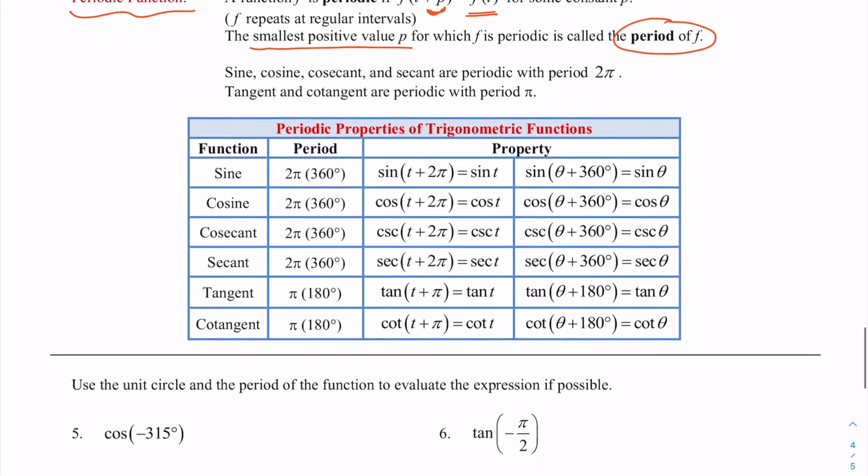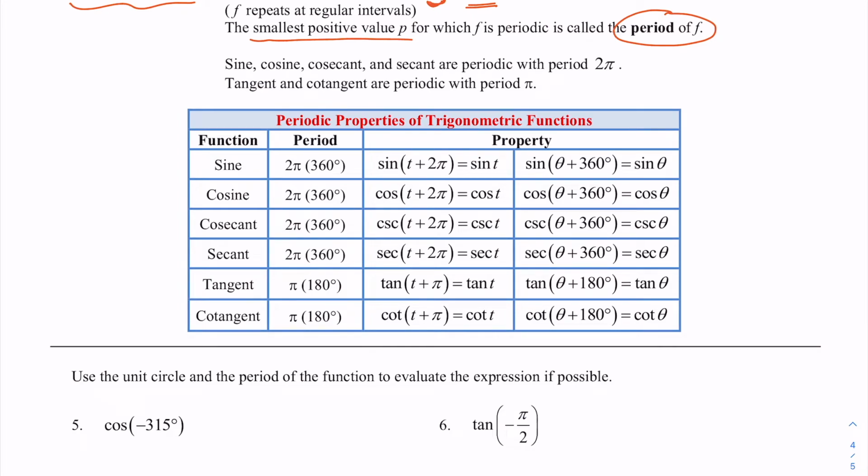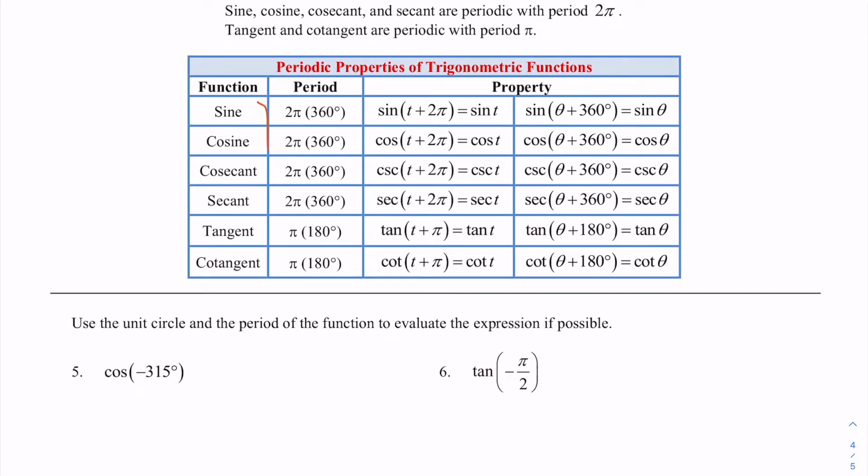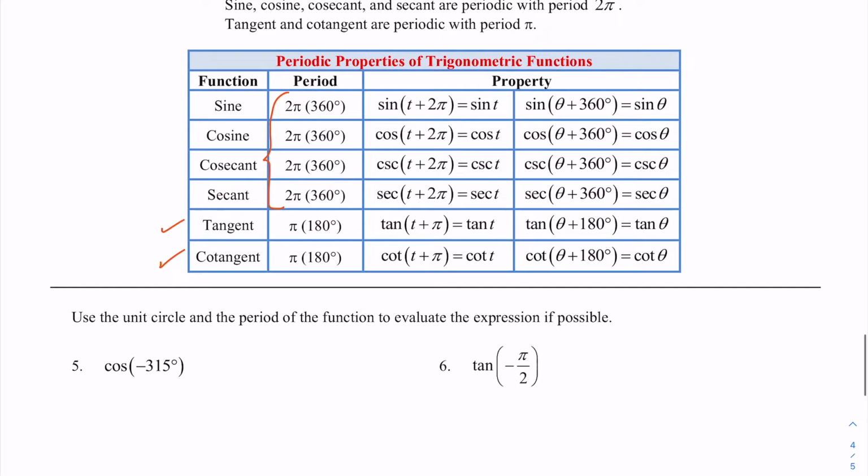And as you can see here, the sine, the cosine, the cosecant, and the secant all have periods of 2 pi. All of these have 2 pi as their period. It's only the tangent and the cotangent that have periods of pi. And why is that? When we add 360 or 2 pi to either of those, then we still have the same function that we started with.